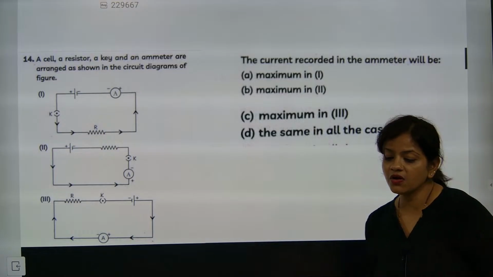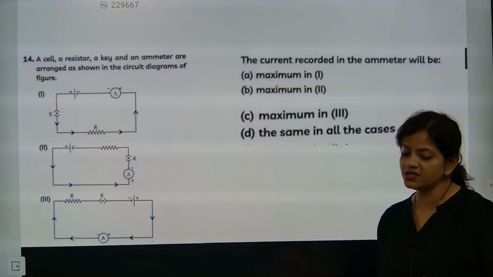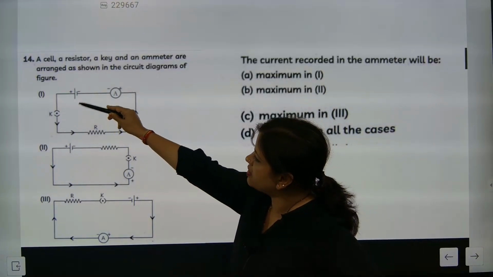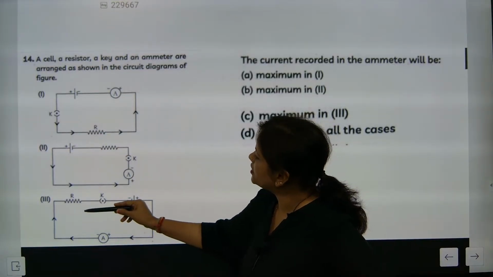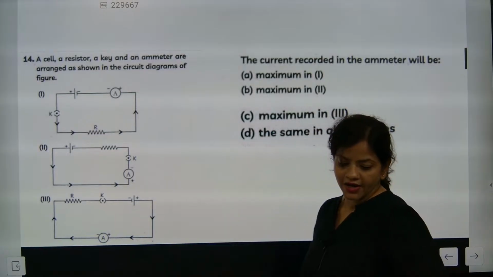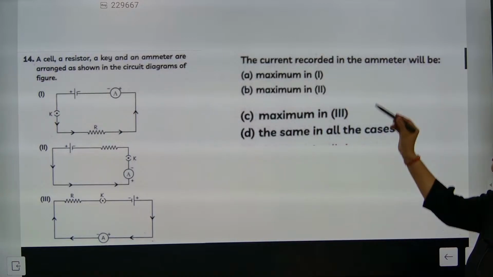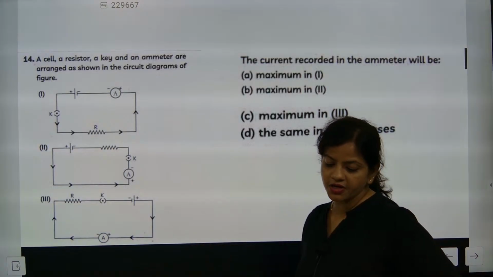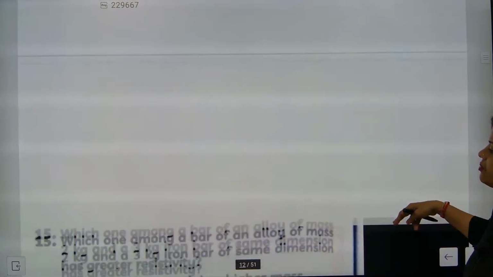Yes, the current recorded in the ammeter will be the same in all, because the circuit is exactly the same. Where are the two directions of current? It is coming here, and here also, and here also it is coming like this only. The direction of current is the same. It's not about the arrows. It is the current recorded in the ammeter, and that is the same.